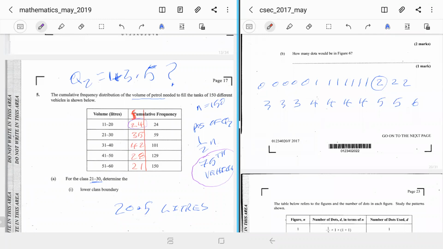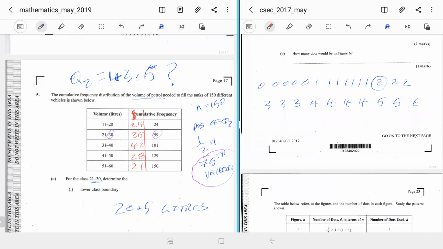You've gone 24 vehicles, you put in 35 more, you've gone 59 vehicles. So when you finish all of the vehicles that took this amount of gas, you've done 59 vehicles. 59 vehicles took less than 30, all of them, the 24 plus the 35.